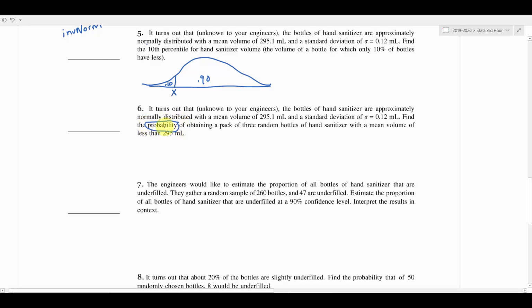So again, it's not a test, it's not an interval, it's a probability that we're calculating, and we're calculating it from something that is normally distributed. So I'm definitely thinking this is a normal CDF. That's what we use to calculate probabilities, but we're not doing the probability of a single bottle of hand sanitizer. We're finding the probability that a pack of 3 random bottles of hand sanitizer has a mean volume of less than 295. So this is not only a normal CDF, but it's going to be a sampling distribution.